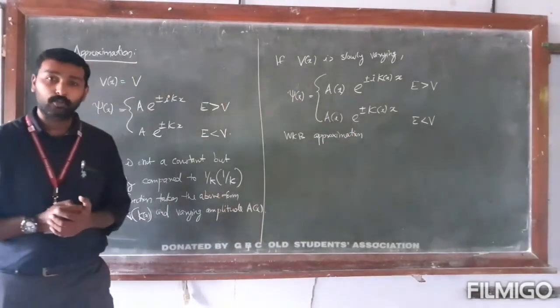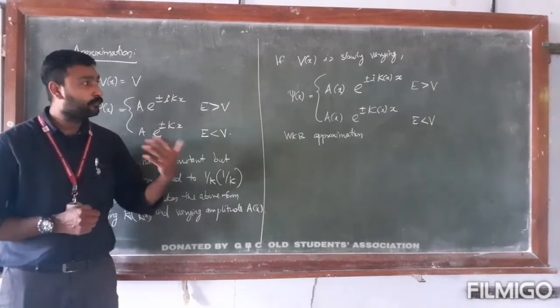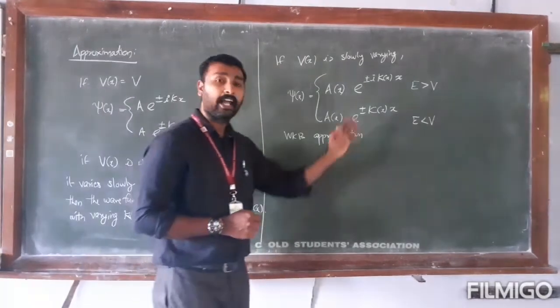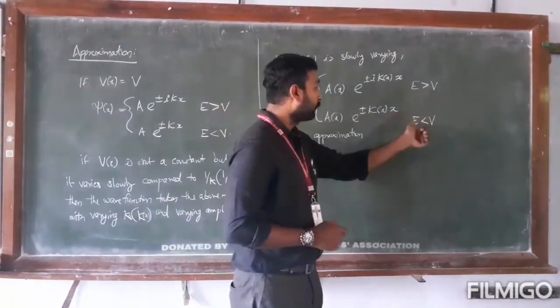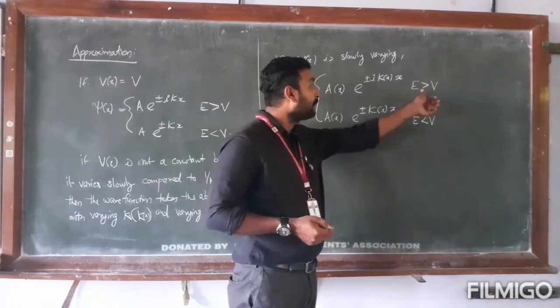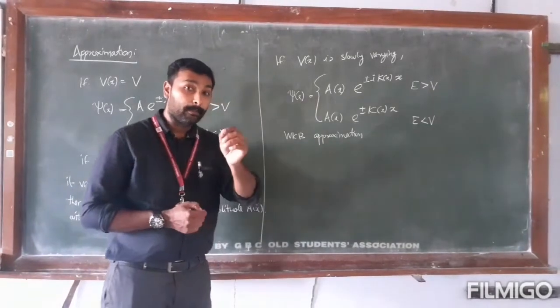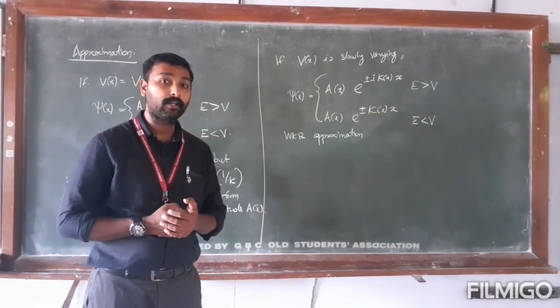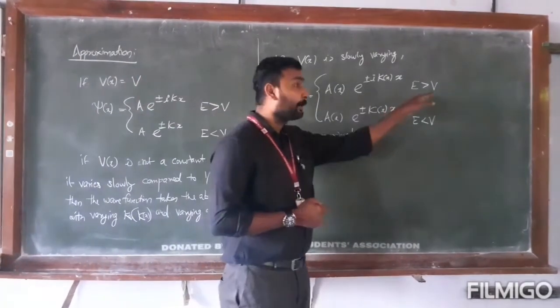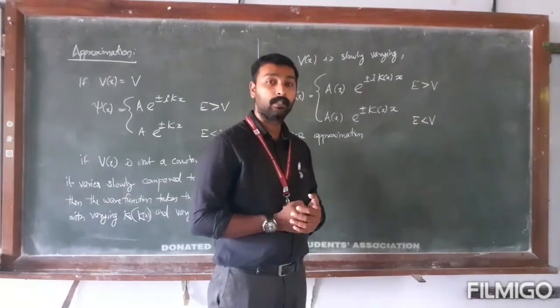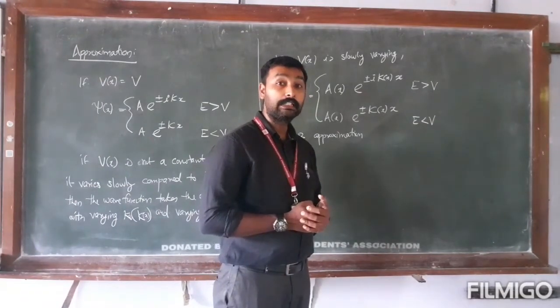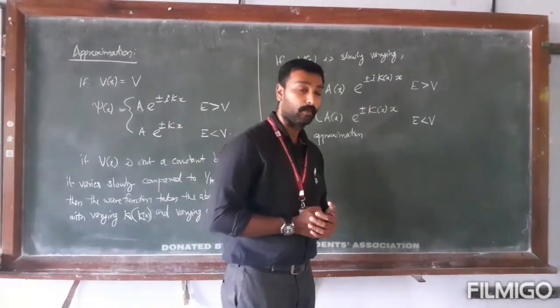Now this approximation is valid in the classically forbidden region and the classically allowed region. So for E less than V it is applicable, for E greater than V also it is applicable. But it is not applicable at one point. That point is when E is approximately equal to V. Such points are called turning points, classically turning points.